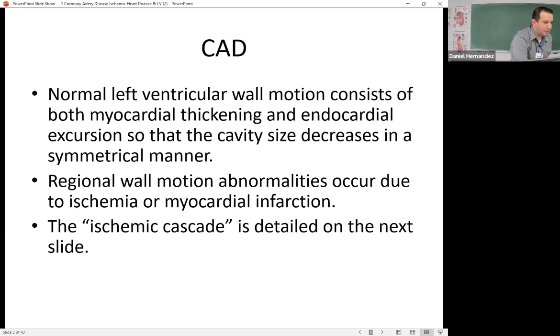I actually threw a couple of clips on D2L to get you in the mode of looking at wall motion segments, wall motion abnormalities, and trying to eyeball EFs.